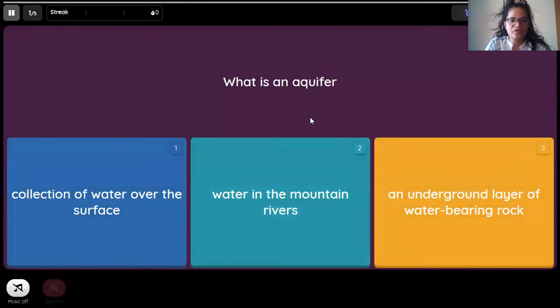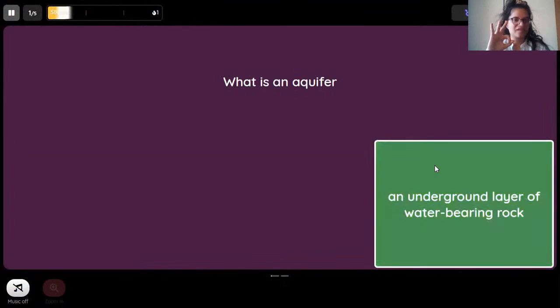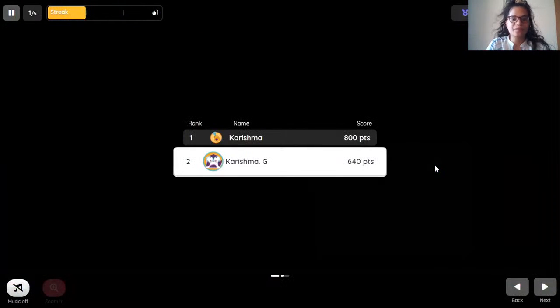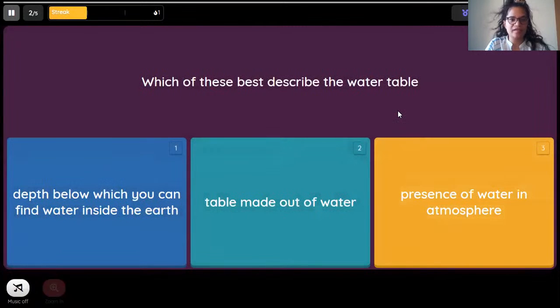Okay, so the first question is, what is an aquifer? Collection of water over the surface. Now, an aquifer is always below the surface, so the first option is not valid. Water in the mountains and rivers? No. An underground layer of water bearing rock. That's the correct answer because it's an underground layer of rock or soil bearing water. So your option 3 is the correct option. Very good. It can be another option number for you, so that's okay. Just look at the answers.